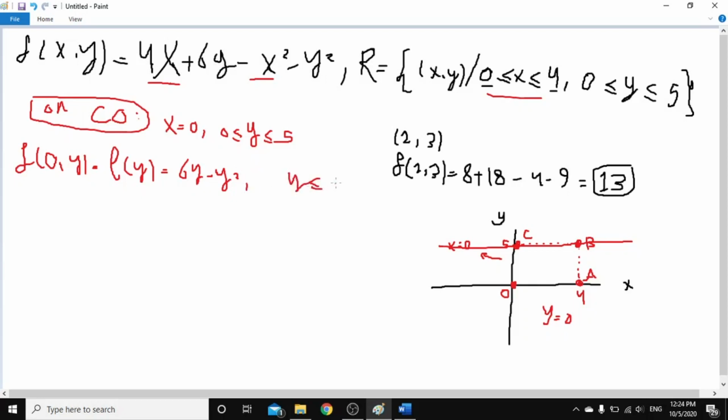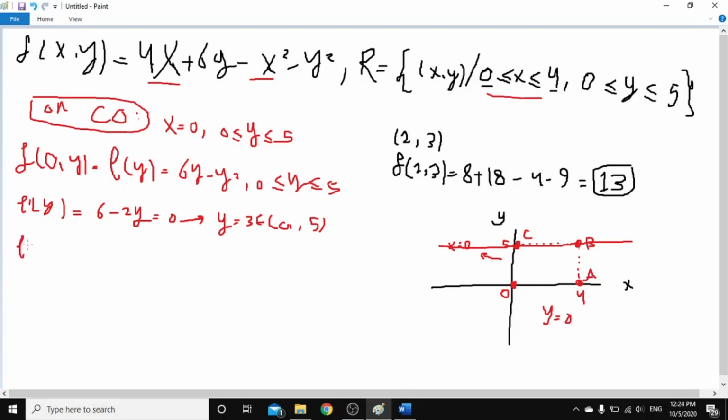And then y is greater than or equal to 0 and less than or equal to 5. So taking its derivative, L prime of y is equal to 6 minus 2y equals 0. Solving for y, you get the value of 3, and 3 is between 0 and 5. Okay, so let's take its values.